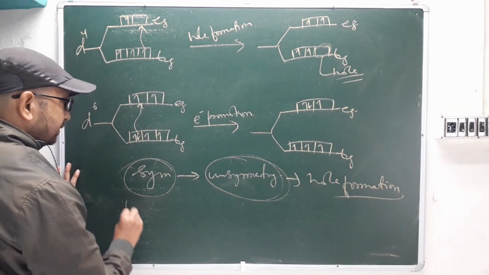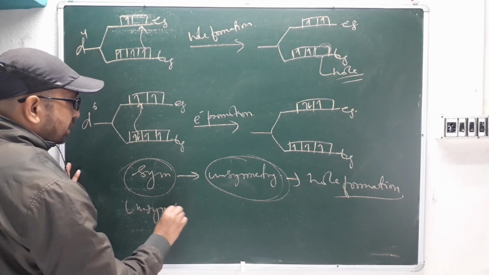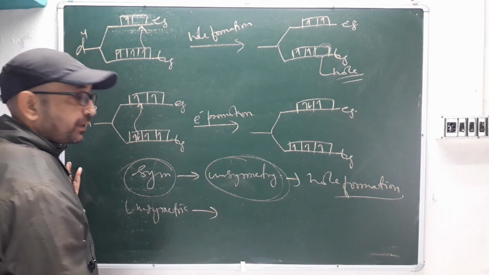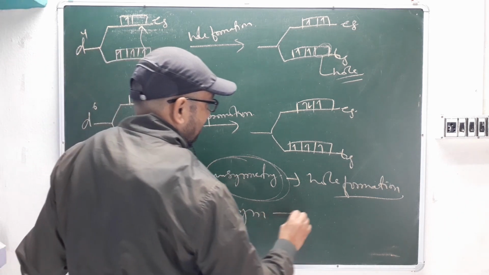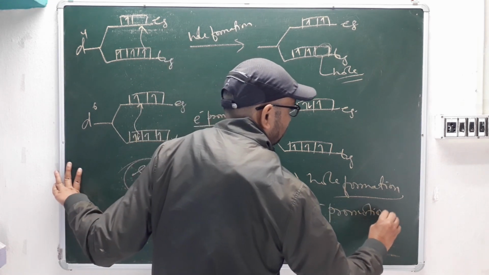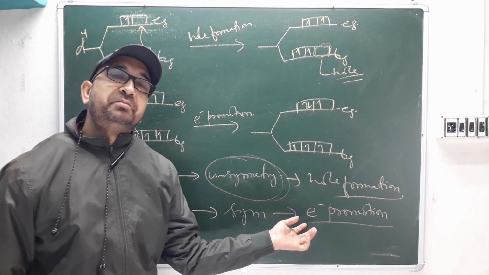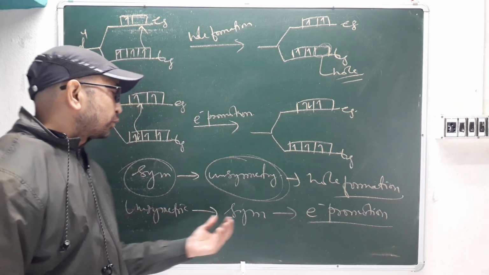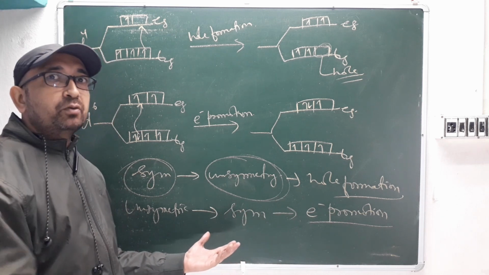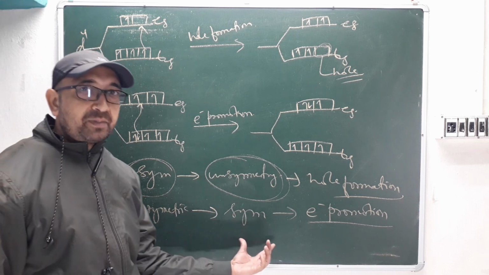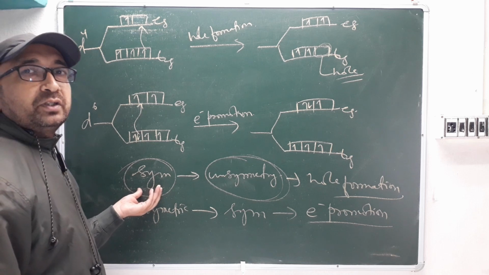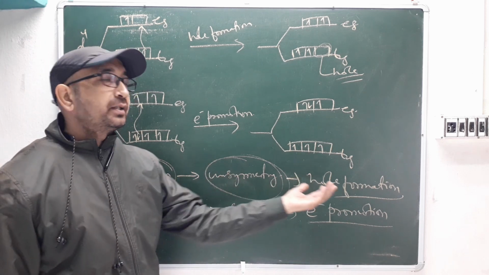And keep in mind, for any unsymmetric orbital, if after taking out the electron it becomes symmetric, then it will be electron promotion. Because promotion, all people like promotion, right? So if from an unsymmetric orbital, after taking out the electron you get symmetric, then it will be electron promotion. If from that orbital, after taking out the electron it becomes unsymmetrical, then it is hole formation.